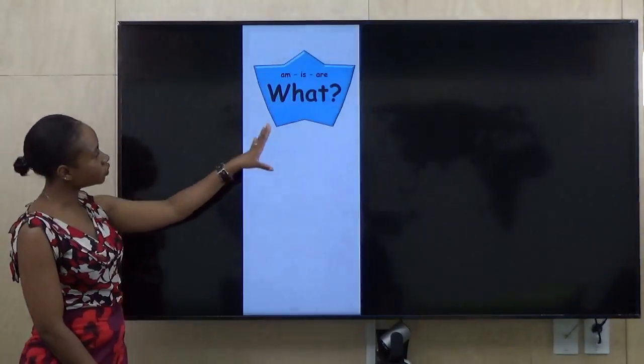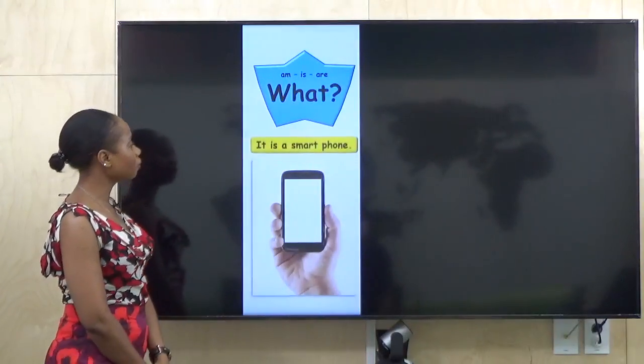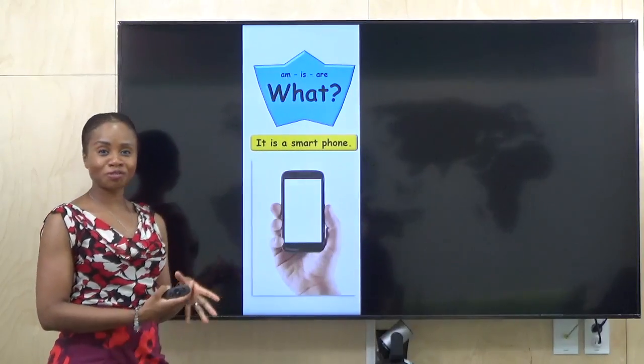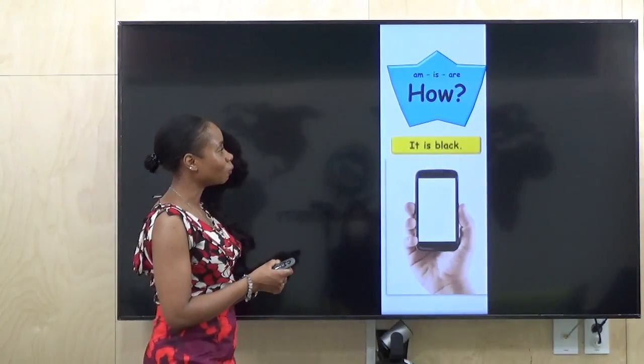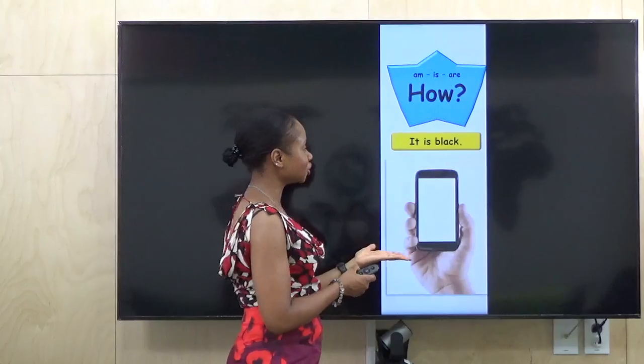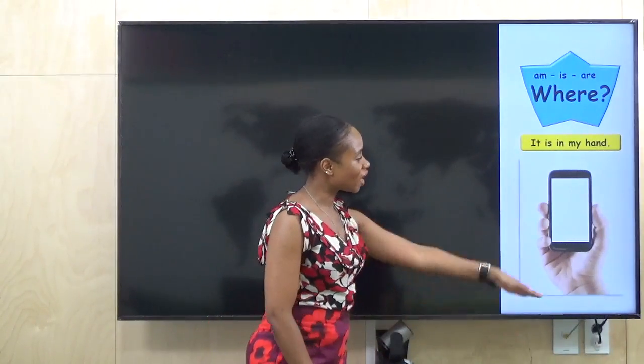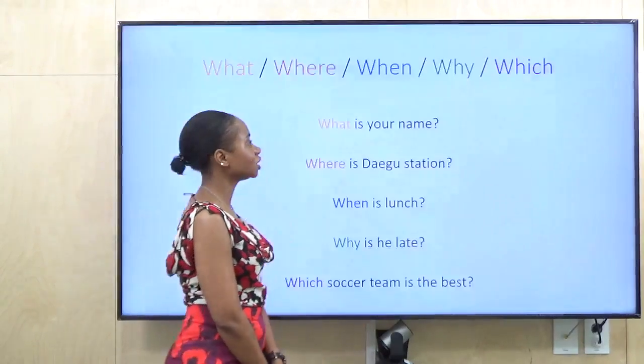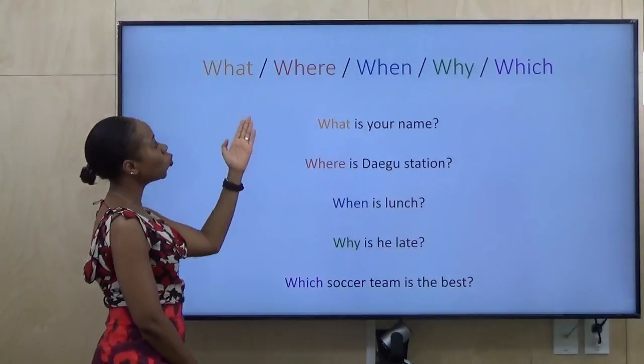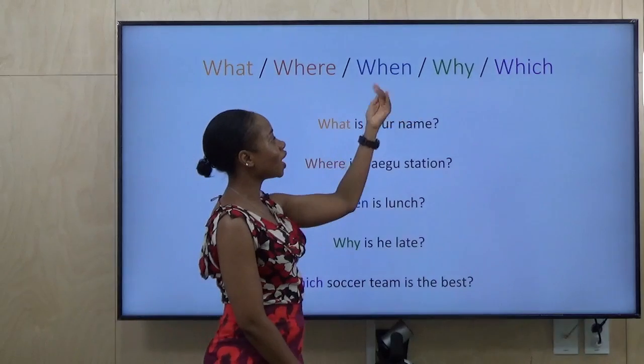There's no who. This one is what? Oh, okay. It is a smartphone. How? It is black. How does it look, right? Last is where. It is in my hand. Where is it? Okay, so we can answer these questions. What, where, when, why, and which.